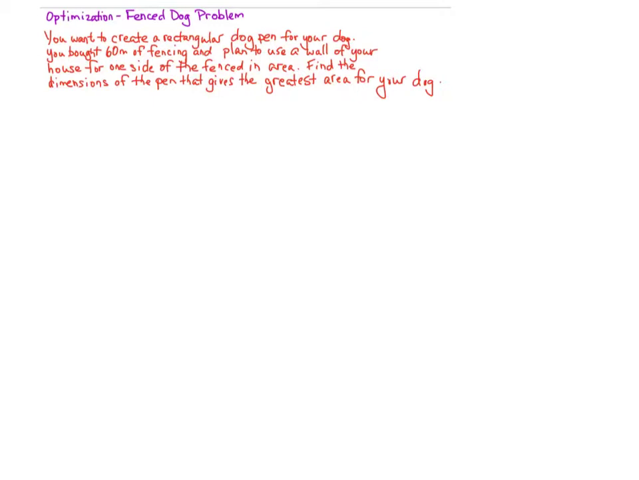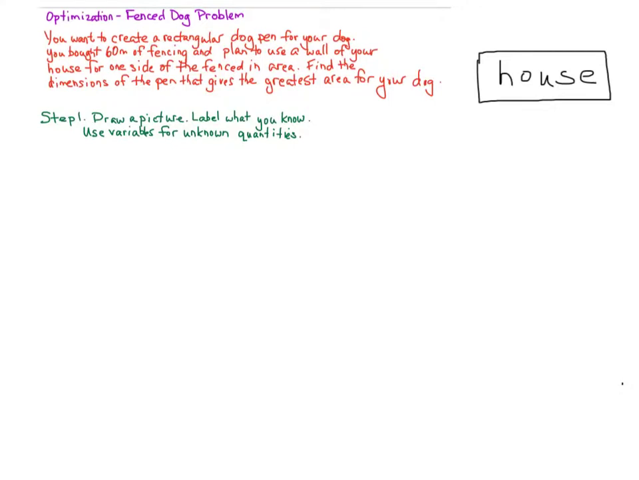So step 1, draw a picture, label what you know, and use variables for unknown quantities. So let's draw our house. Here's our house, and we're going to build the fence using part of the house. So that will be one wall. These little marks here represent something that might look like the fence that we're going to build. So we're going to use 3 sides of the actual fencing material.